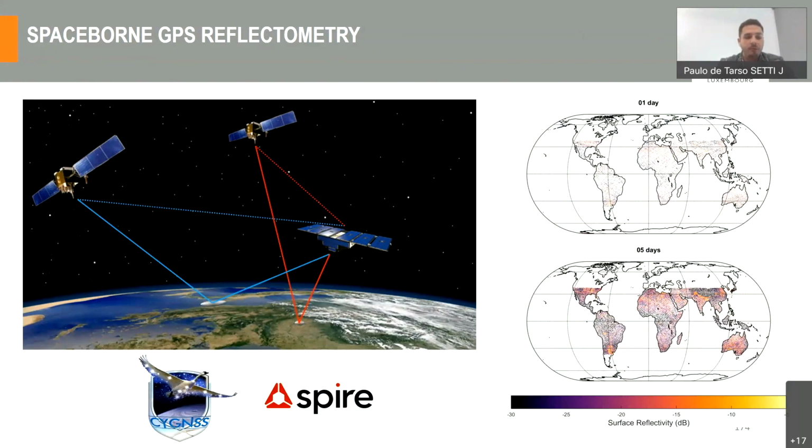We have different missions for reflectometry. For example, the CYGNSS mission from NASA, and Spire also has a constellation of GPS-R satellites. And in the figures on the right-hand side, you can see the coverage of the CYGNSS mission, for example. And with 5 days of data, we can cover almost the whole equatorial area. Next slide, please.